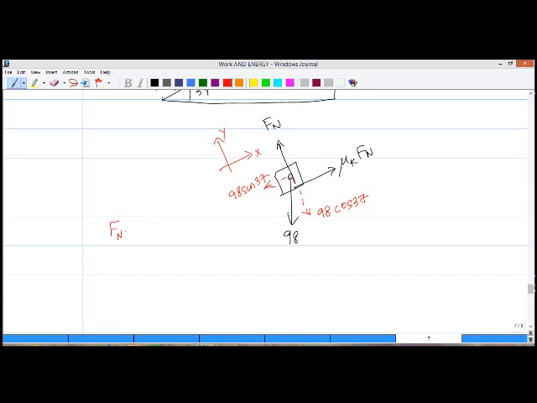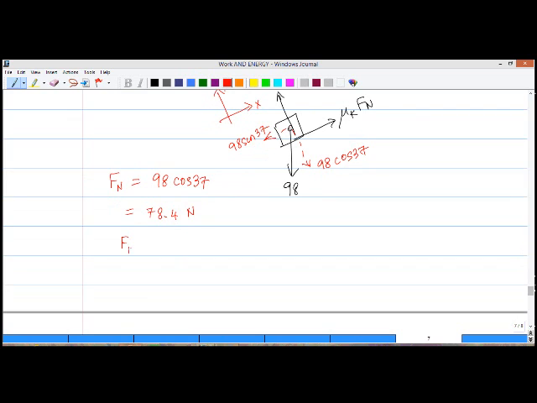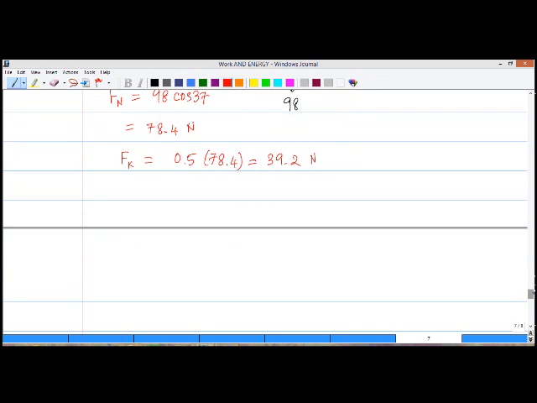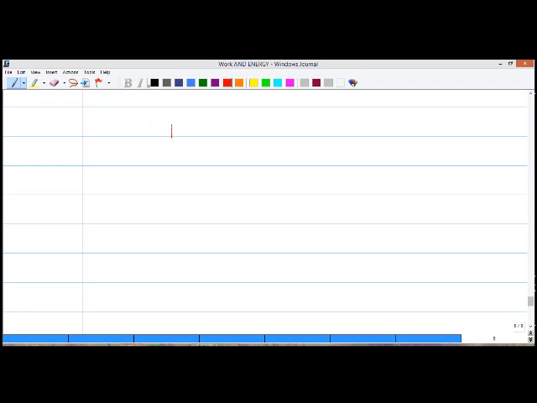Now this gives me the force of contact, as there are no other forces along the y direction. It's only Fn and 98 cosine 37, and they have to balance each other out. This gives me Fn equals 98 cosine 37, and this happens to be equal to 78.4 newtons. Now once we know Fn, I can find the force of friction, which happens to be 0.5 times 78.4, which is 39.2 newtons. Alright, so now we have Fn, we have mu k, we have the weight of the object. So let us find the work done by each of these forces.